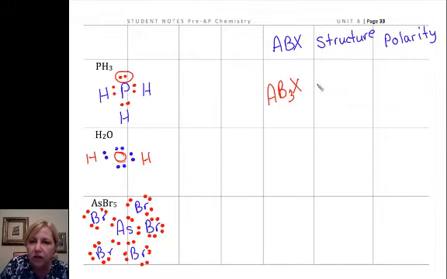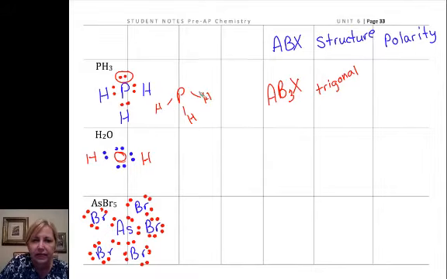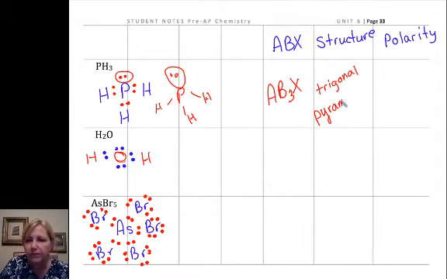And this is called trigonal. It's got a trigonal base, and this phosphorus goes up to a point. So the phosphorus is there, the hydrogens are down, and the non-bonded pair is up. So we call that trigonal pyramidal.